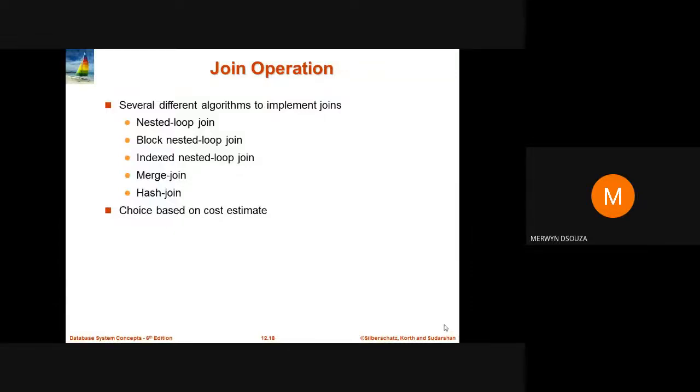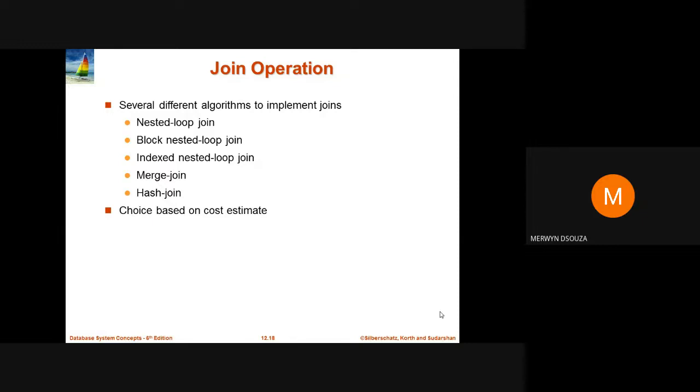Hello students, in this video we are going to study the query processing algorithms for the join operation. There are several different algorithms to implement joins: the first one is nested loop join, the second is block nested loop join, the third is indexed nested loop join, the fourth is merge join, and the fifth is hash join.